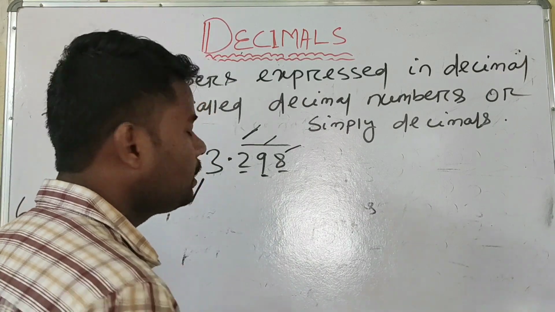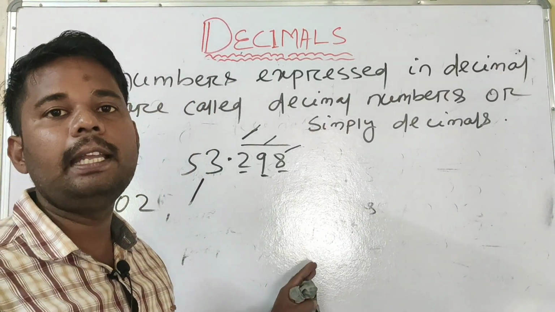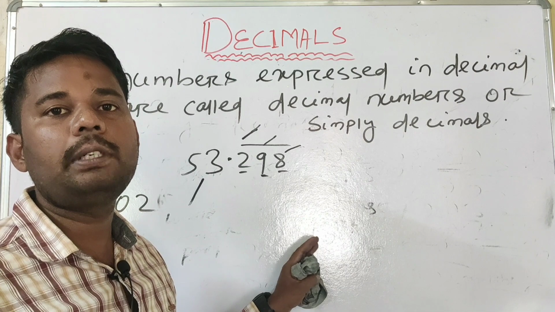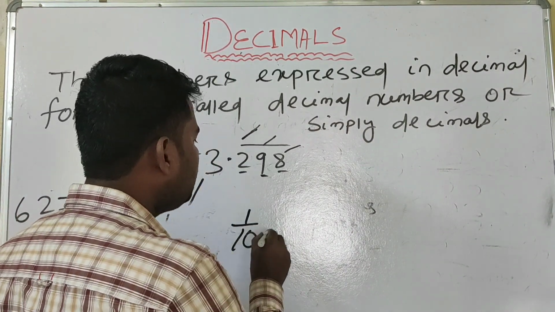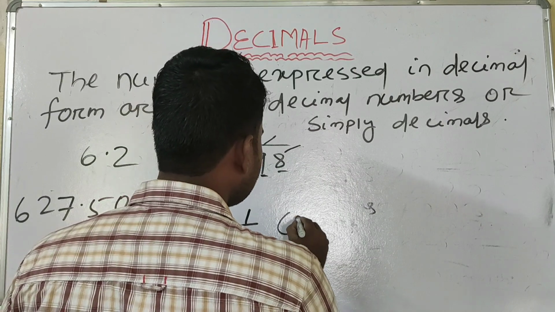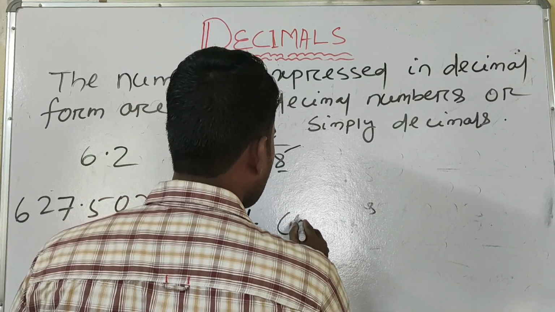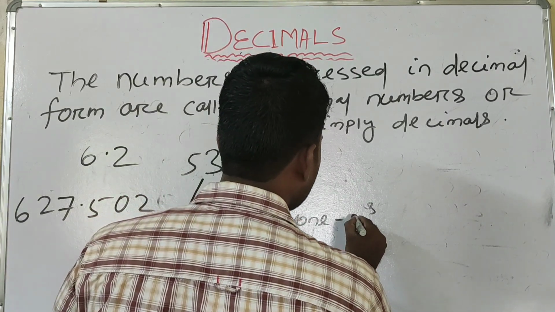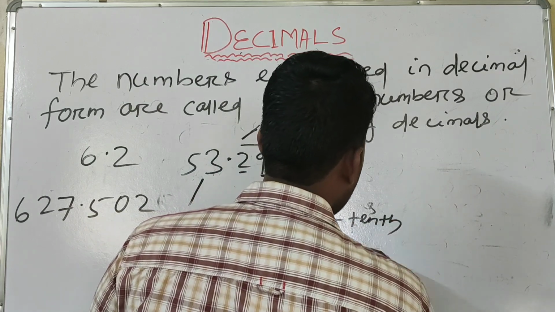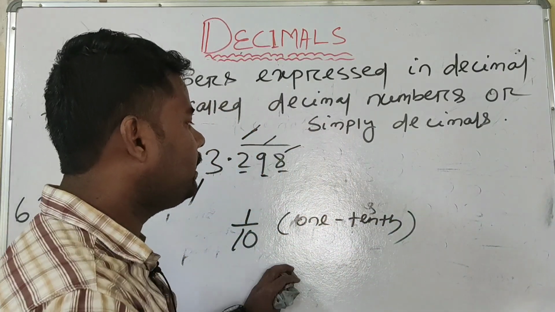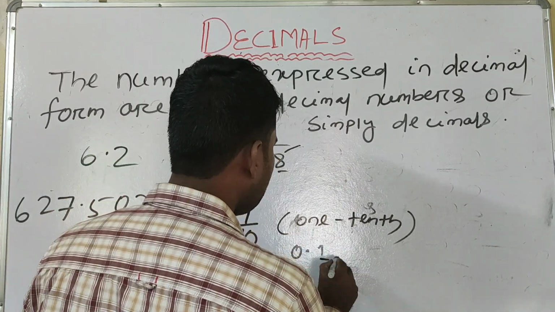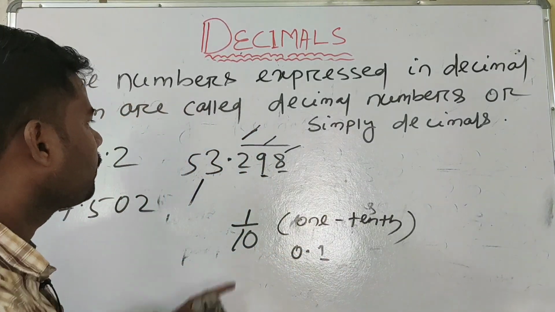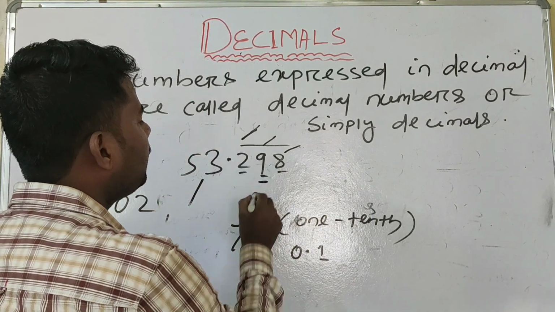10th part means if a block of unit is divided equally into 10 parts, each part is 1 by 10, and we can write this as 1/10. When it is written as a decimal, we write 0.1.